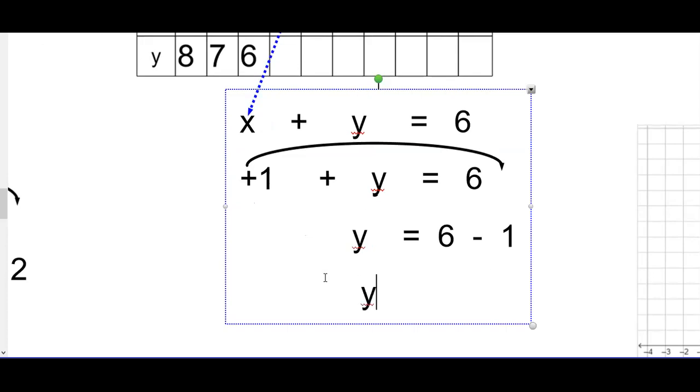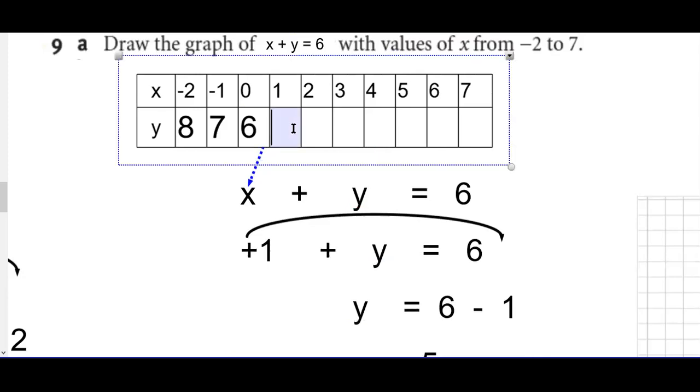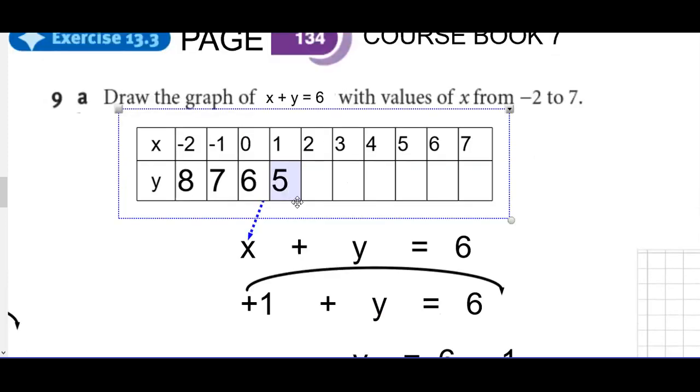And go ahead calculating that. This becomes y equals to 6 minus 1, which is 5. So here you'll be writing 5. See that? Right. So far, so good.